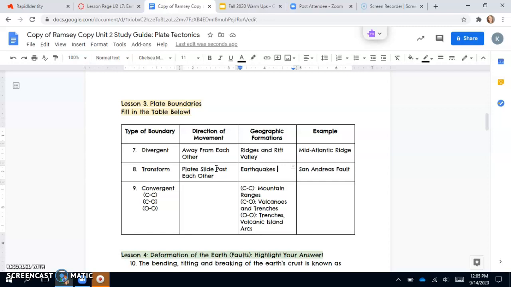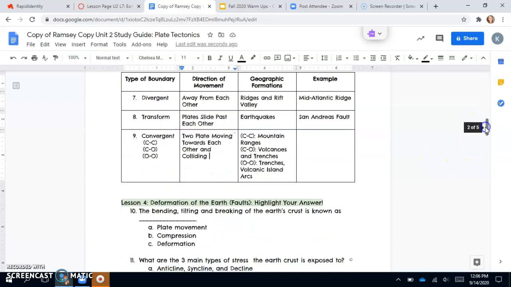And then finally, we have our convergent boundary. So our convergent boundaries have different things. So we've got continental-continental, continental-oceanic, and oceanic-oceanic. So the first one we're going to talk about is the continental-continental. So this is where two continental plates are coming together. And no matter what the direction of movement, you have two plates colliding.